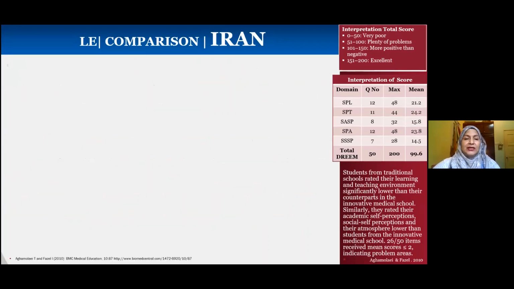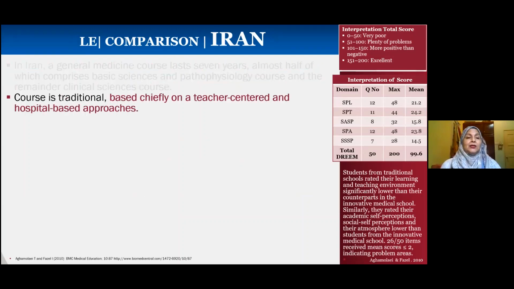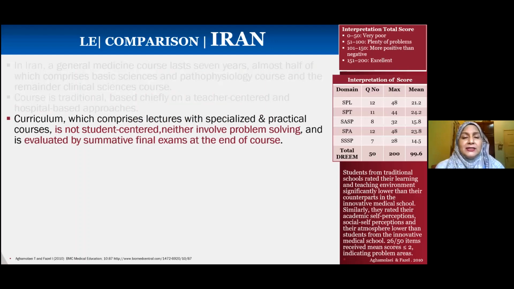Iran is another different way of teaching. The course is 7 years long, almost half of which comprises basic sciences and pathophysiology courses, and the remainder is the clinical science course. Very lengthy. The course is traditional, based chiefly on teacher-centered and hospital-based approaches. The curriculum, which comprises lectures with specialized and practical courses, is not student-centered, does not involve problem solving, and is evaluated by a summative final examination at the end of the course. So probably there is one final examination conducted at the end of the course.